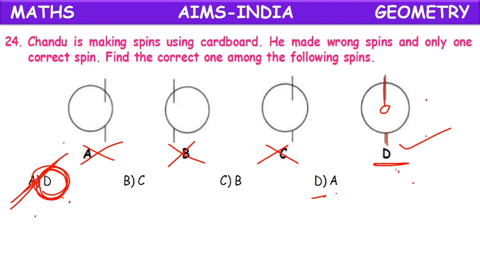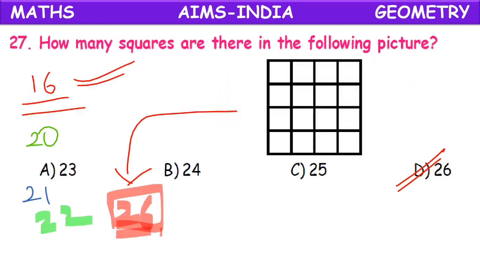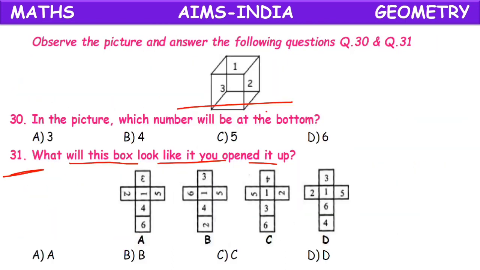Just previously we had a question, right? Which net will make a cube? Yes, this one. So this is how the paper will look when we open the box. Even here they have given us the same thing. We are given a cube and when we open it, now from this which will be the correct one?